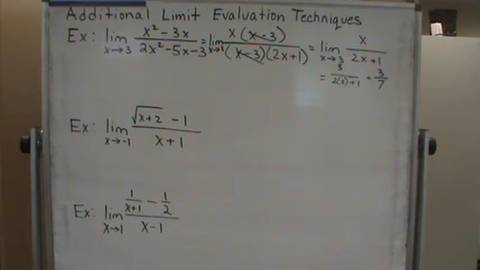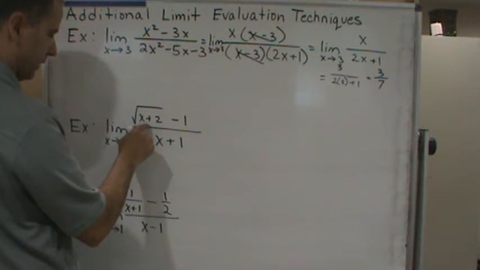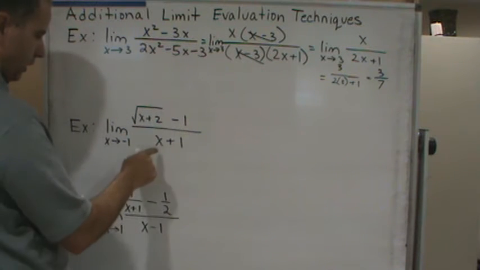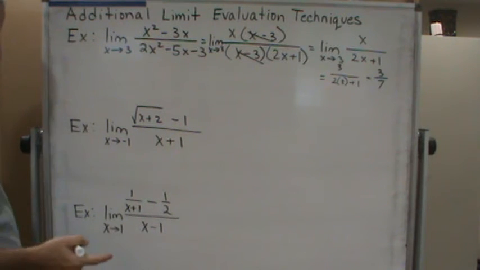Okay. Now, what about this one? Here, again, evaluate it, make sure you get the proper form. You get 0 over 0. So if we put in negative 1, we get the square root of 1, which is 1. We get 1 minus 1, which is 0. And we get negative 1 plus 1, which is 0. So we do get 0 over 0.